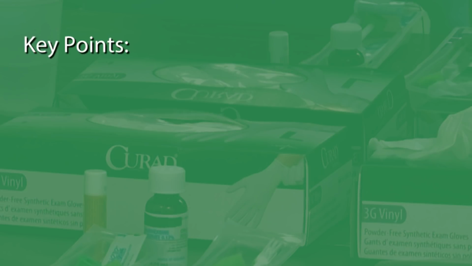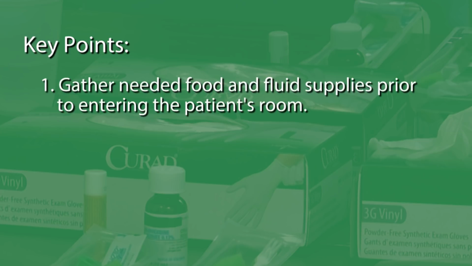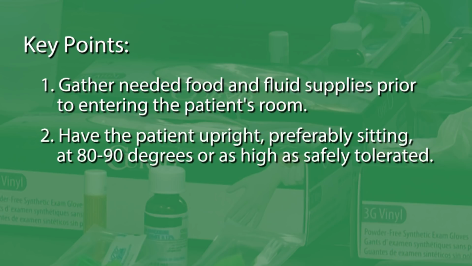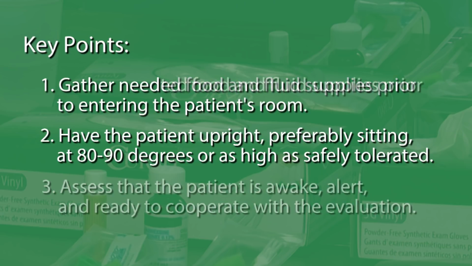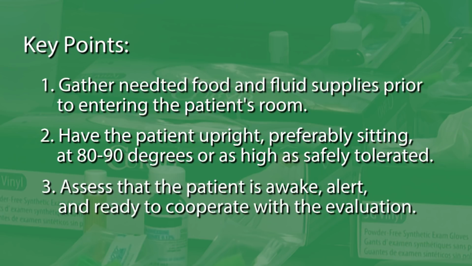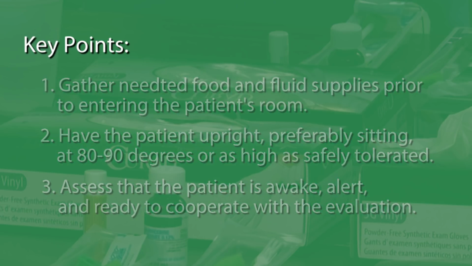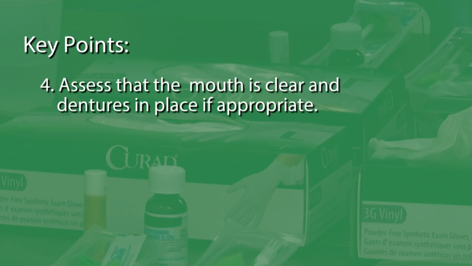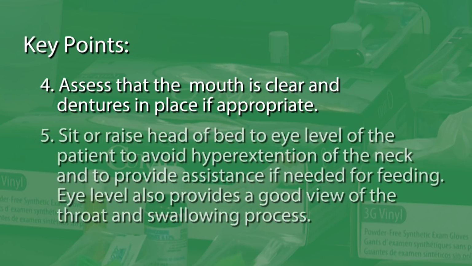Key points for the speech-language pathologist in performing a swallow evaluation. Gather needed food and fluid supplies prior to entering the patient's room. Have the patient upright, preferably sitting, and as close to a 90-degree angle or as high as safely tolerated. Assess that the patient is awake, alert, and ready to cooperate with the evaluation. Assess that the mouth is clear and dentures in place if appropriate. Sit or raise head of bed to eye level of the patient to avoid hyperextension of the neck and to provide assistance if needed for feeding. Eye level also provides a good view of the throat and the swallowing process.